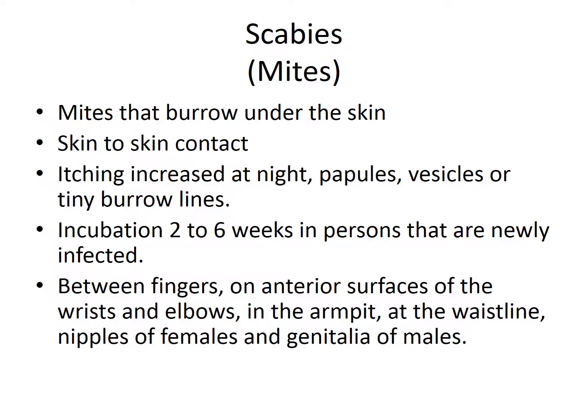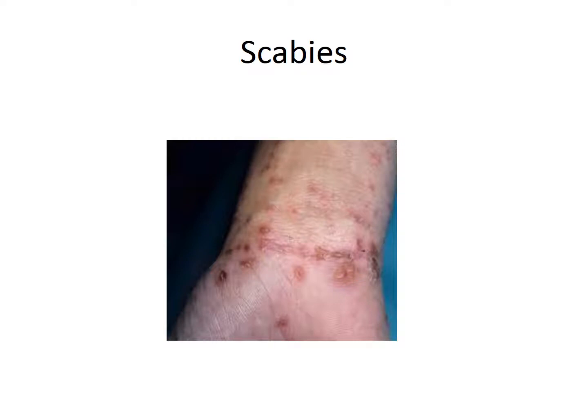So that's a pretty big indicator of scabies. Incubation is from 2 to 6 weeks in persons that are newly infected. You usually will see it between the fingers, on the anterior surface of the wrist and elbows. Individuals get them in their armpits, along their waistline, the nipples of females, and the genitalia of males. Scabies can also be considered sexually transmitted because it can be transmitted from female to male and vice versa during sexual contact. And this is just a picture of the scabies on an individual. You can see on their hand and how it's moving up the inside of the wrist. And if you really look, you can see the little paths, the little lines that they've taken. So once again, highly communicable disease.